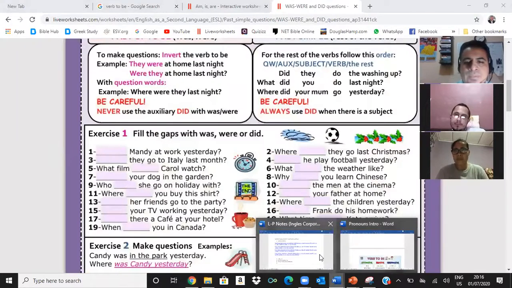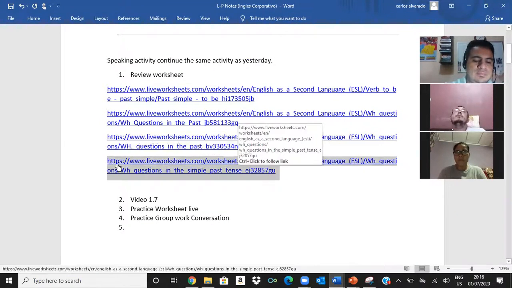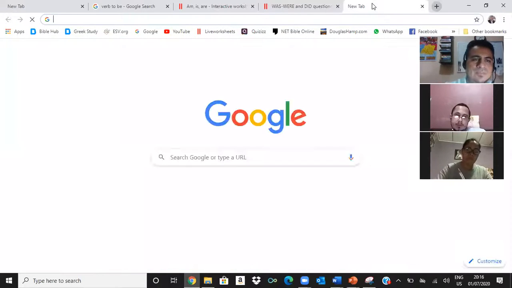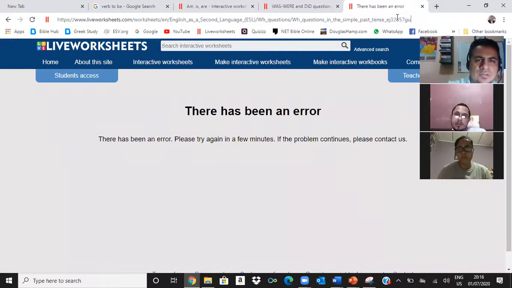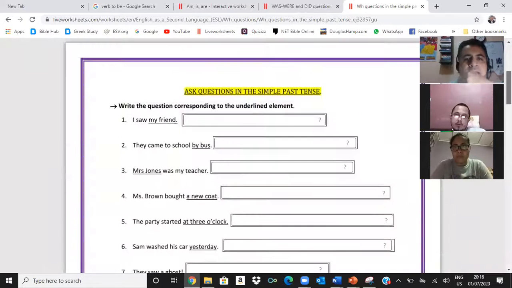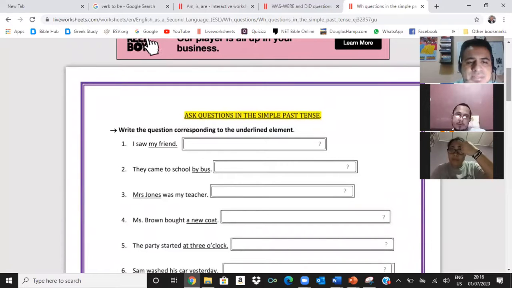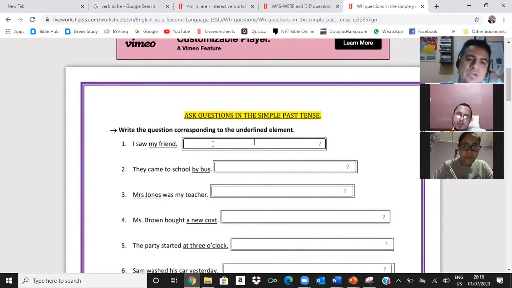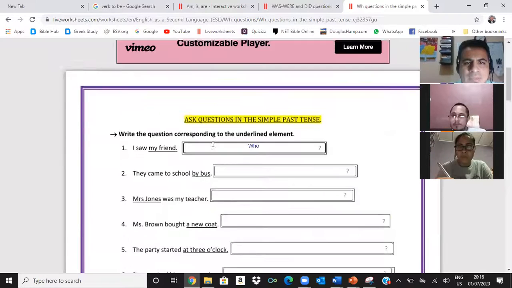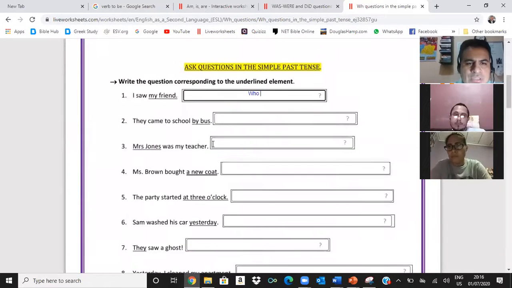Let's go to number four. Le dio un error. Tal vez yo copié algo mal. Ah, no, ahí está. Okay, so the next one is ask simple questions in the simple past tense. So write that question. La pregunta que ustedes van a escribir corresponde a lo que está en la izquierda. I saw my friend yesterday. Who did you see? Solo que no me da más instrucción. Creo que es WH plus did. Who did you see? I saw my friend.